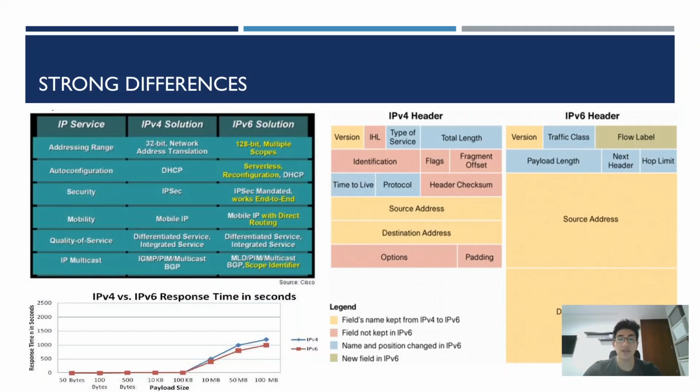Source and destination addresses are similar. The only difference between those is the length. In IPv4 it was 32 bits, yet in IPv6 it is 4 times longer, with 128 bits. IPv6 doesn't include options or padding because those are included in the payload if needed.